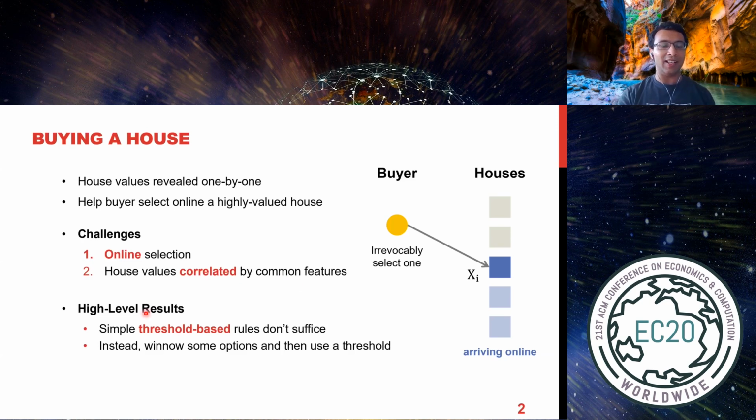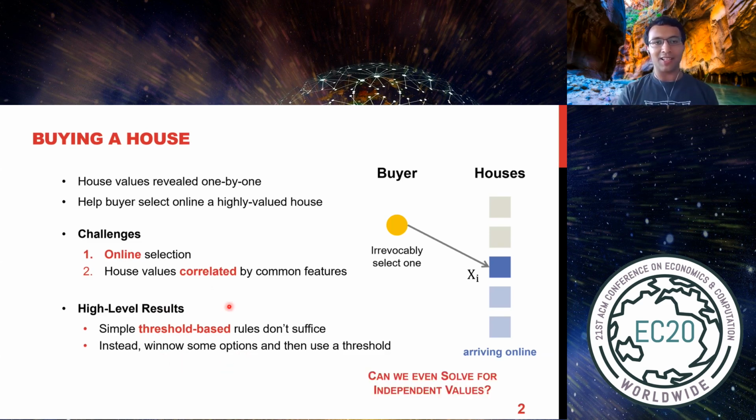So at a high level, the message of this talk is that when there are no correlations, simple threshold algorithms are known to work pretty well. For example, in the extreme case, had I known all the values of the houses upfront, I would have just set the threshold at the highest value of the houses. So I'll pick the first house which is higher than the threshold, which will perform very well. But in general, for correlations, what we'll see in our models is that these threshold algorithms don't perform well. Instead, they can be made to work if you remove some of the options. So we'll get to how it works.